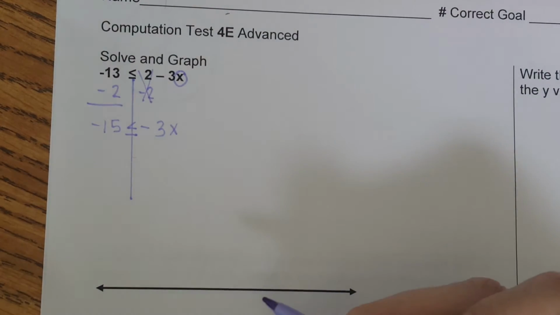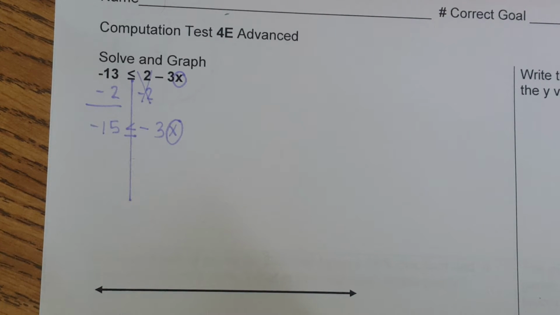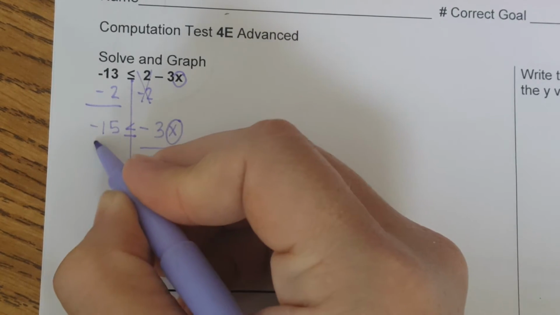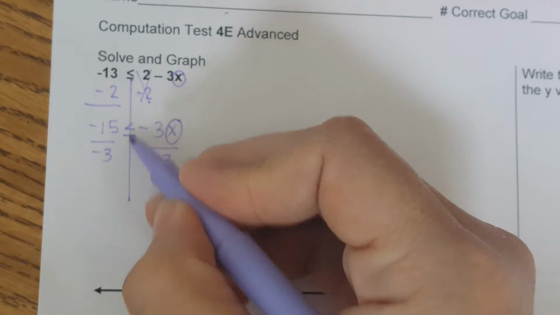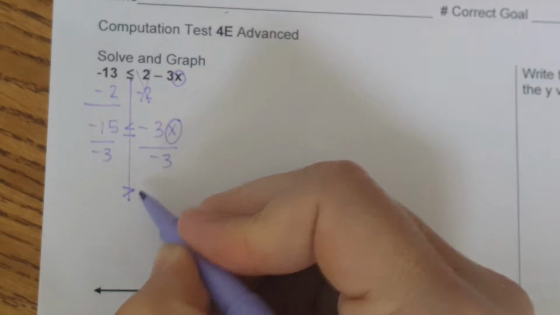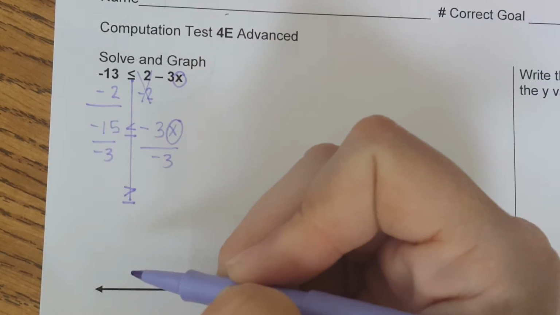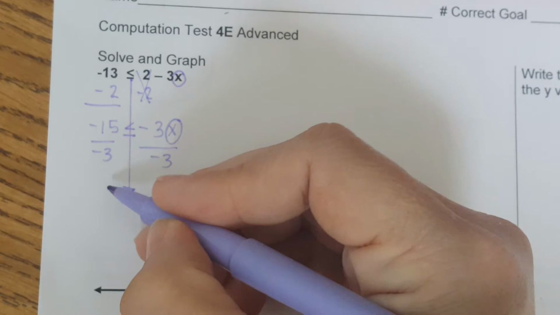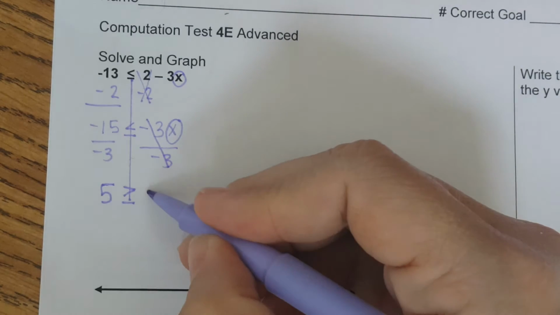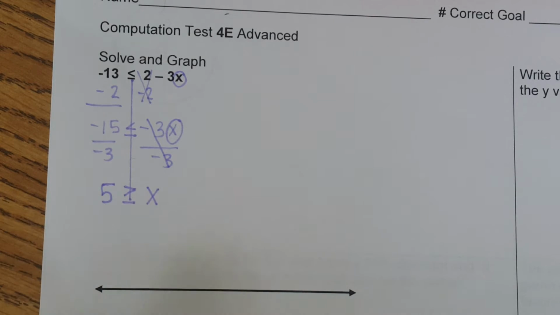All right, we're still trying to get x by itself, and we have a negative 3 with it now. That is negative 3 times x, so we're going to divide both sides by negative 3. When we divide by a negative, that calls in that special case scenario that we have to flip the symbol. And over here, a negative divided by a negative is a positive. 15 divided by 3 is positive 5. And those negative 3's cancel out. The only thing left on that side is the x. So we know that 5 is greater than or equal to x.